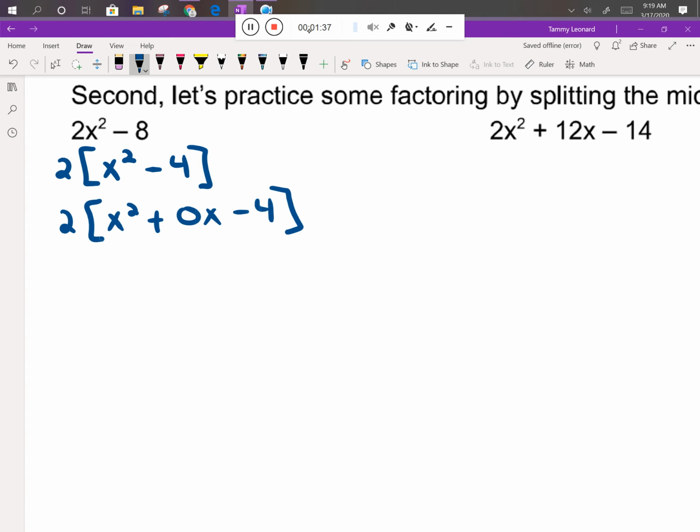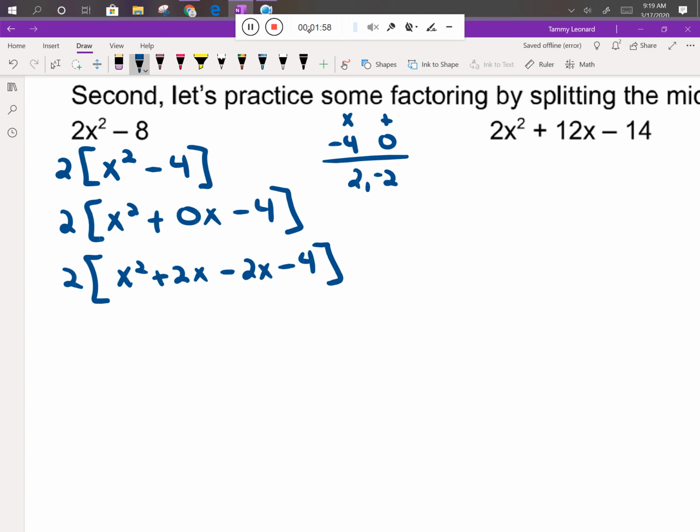All right, so now we're ready to solve the puzzle. What multiplies to make negative 4 and adds to make 0? Well, that would be 2 and negative 2. So it's time to split the middle term. I still have the 2 in the big bracket, but I'm splitting this into x squared plus 2x minus 2x minus 4. And I can go ahead and make the sum of two binomials.